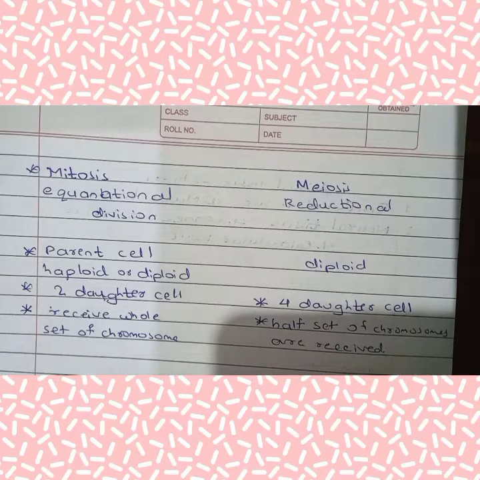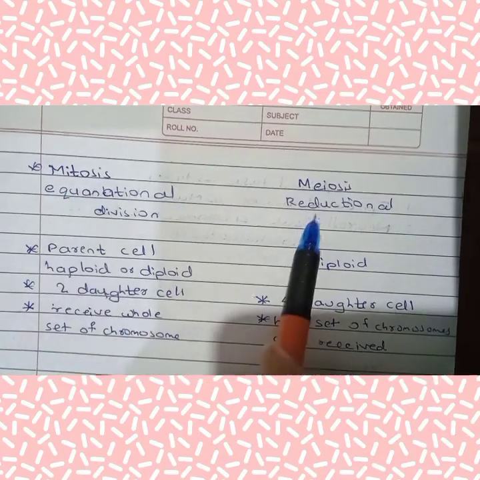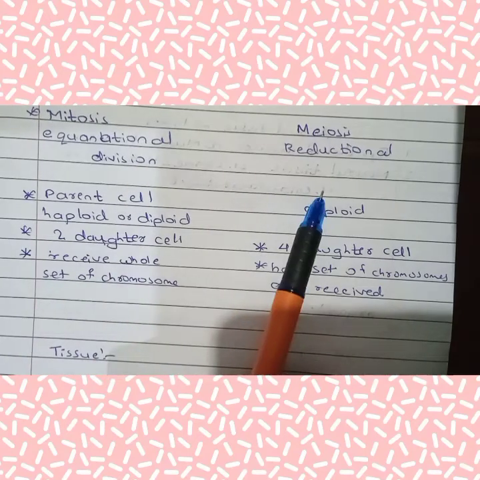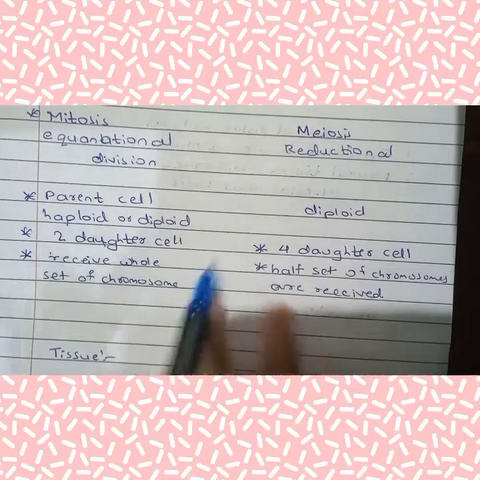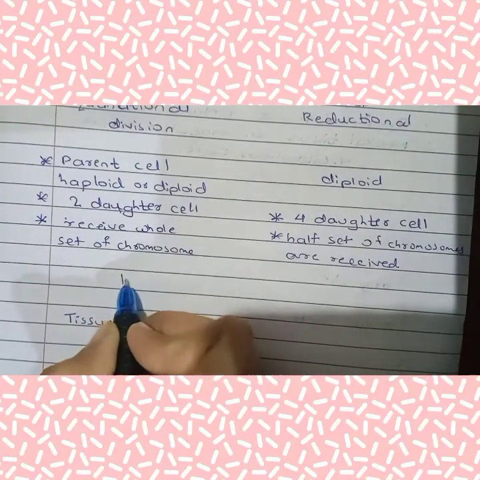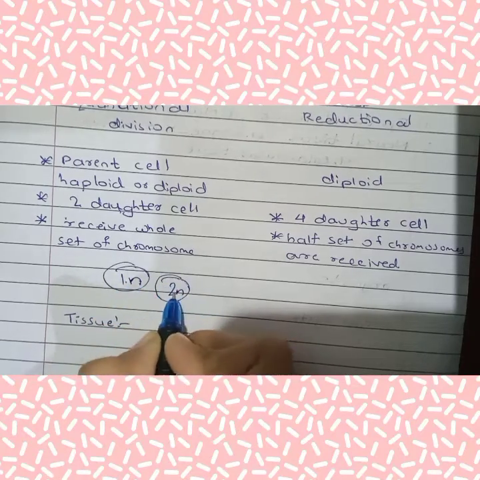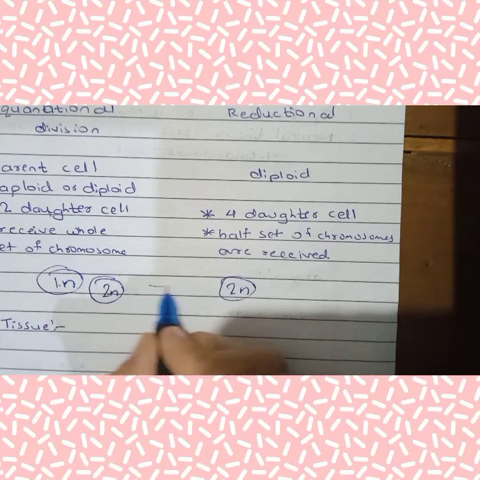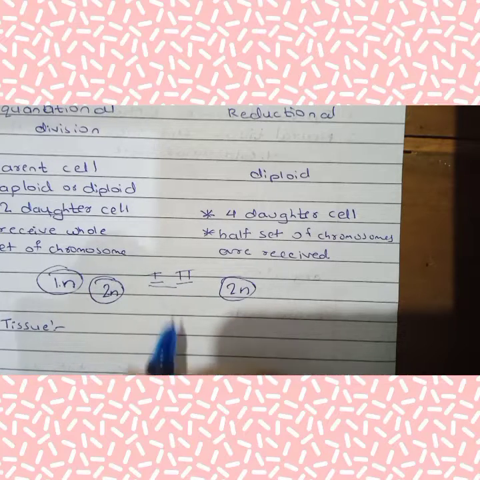Now let's study some differences between mitosis and meiosis. Mitosis is an equational division, whereas meiosis is a reductional division. The parent cell in mitosis may be haploid or diploid, containing a haploid or diploid number of chromosomes, but in meiosis it always contains a diploid number of chromosomes, because in meiosis part 1 division and part 2 division occur. So they need more chromosomes.